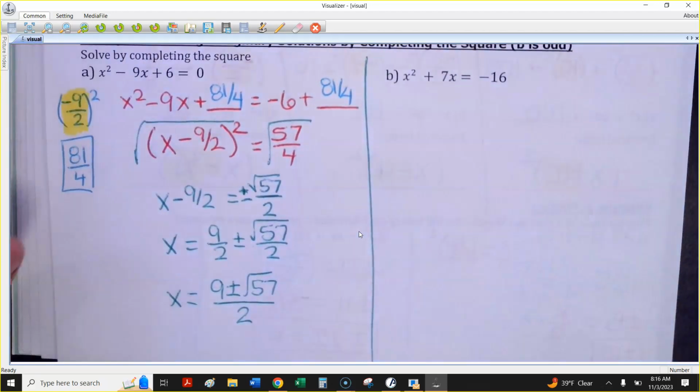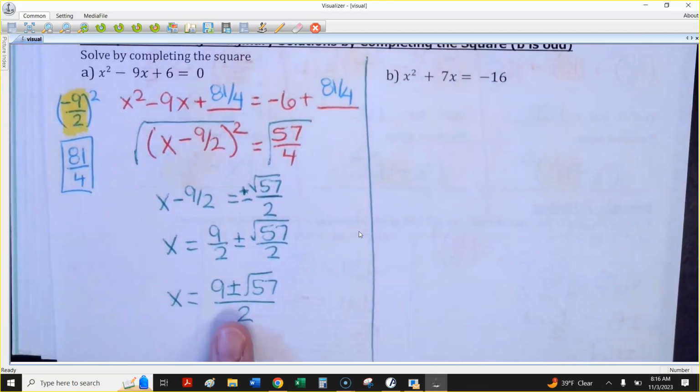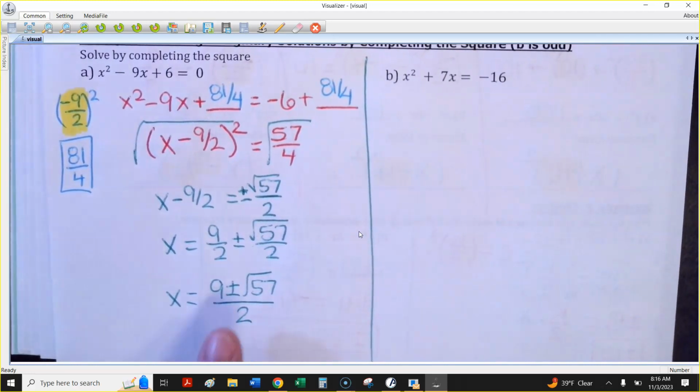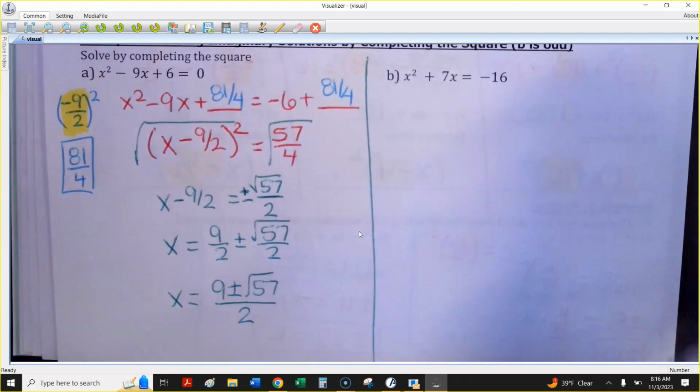All right, now I'm going to try one more. This is a real answer, right? We had a nice positive, well, not a nice positive, we had a positive prime number under the square root we couldn't break down. The one I'm going to do next is going to have an imaginary answer, just so you guys can see an example of each.